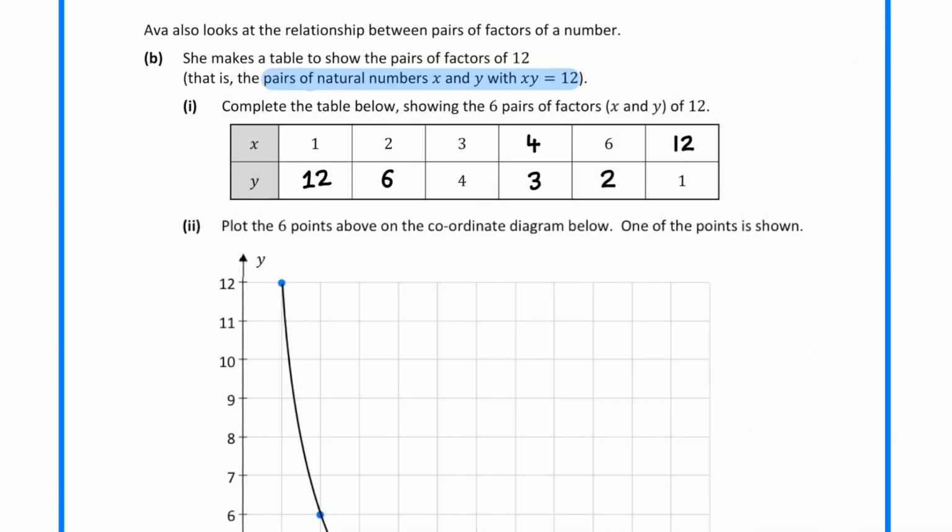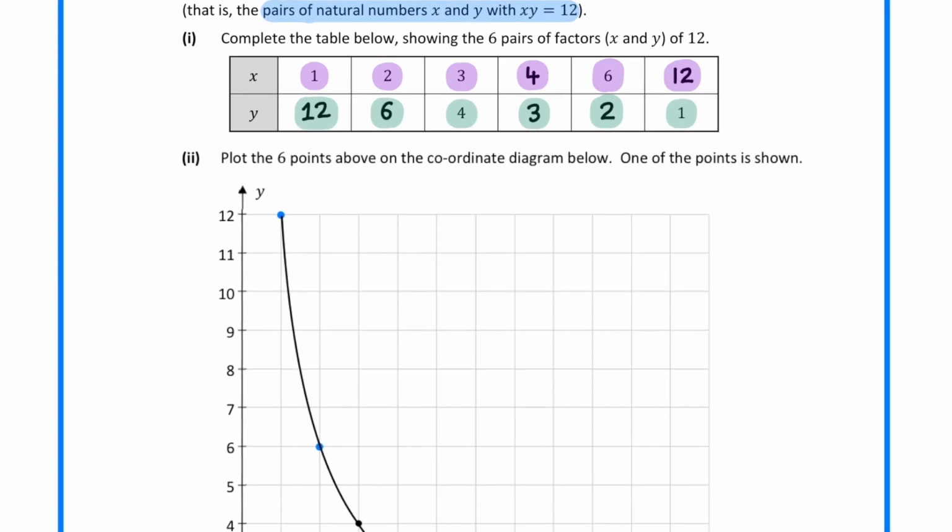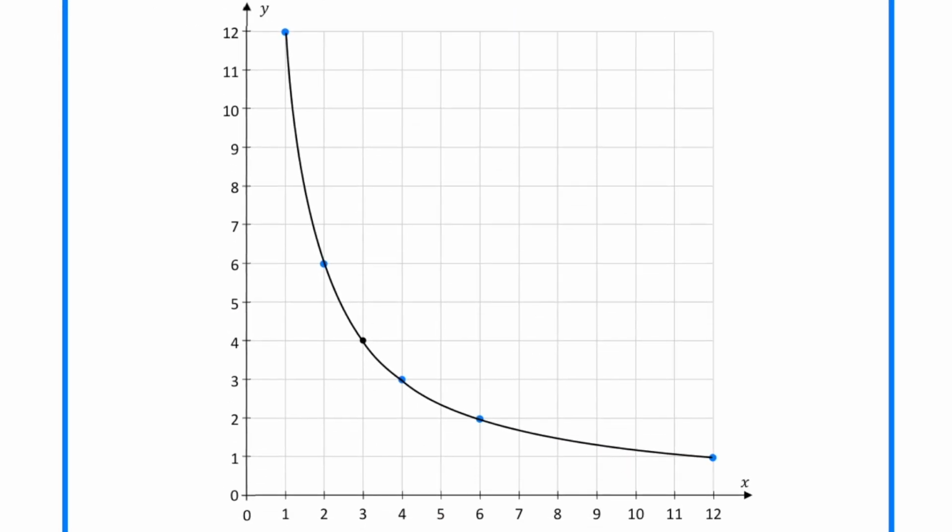In BI, we must list all the x-y pairs such that x times y is equal to 12. The ordered pairs are 1 times 12, 2 times 6, 3 times 4, 4 times 3, 6 times 2, and 12 times 1. In parts II and III, all we have to do is plot these 6 points on the given diagram, and then join them as best we can with a smooth curve.